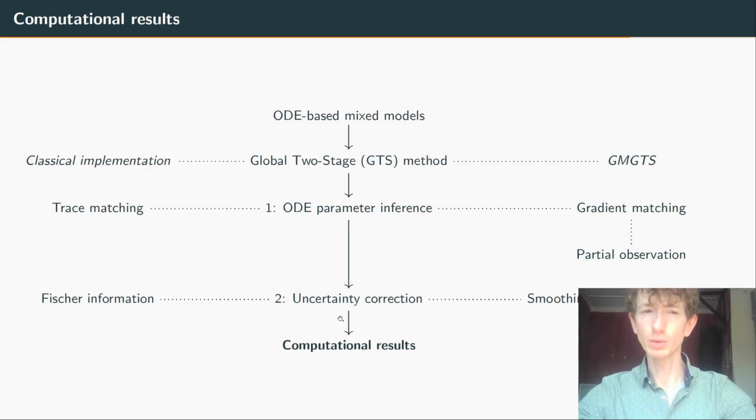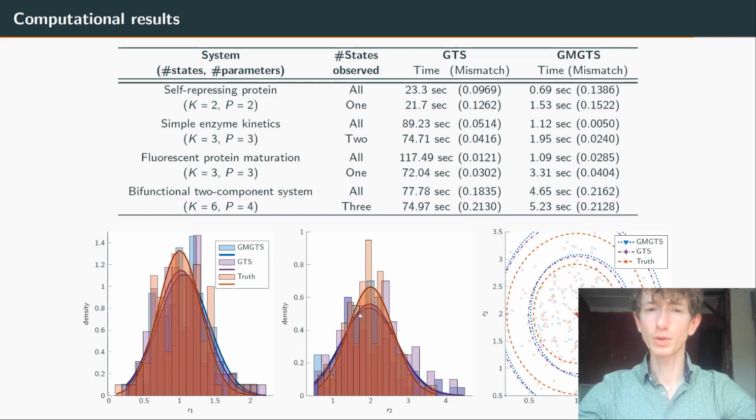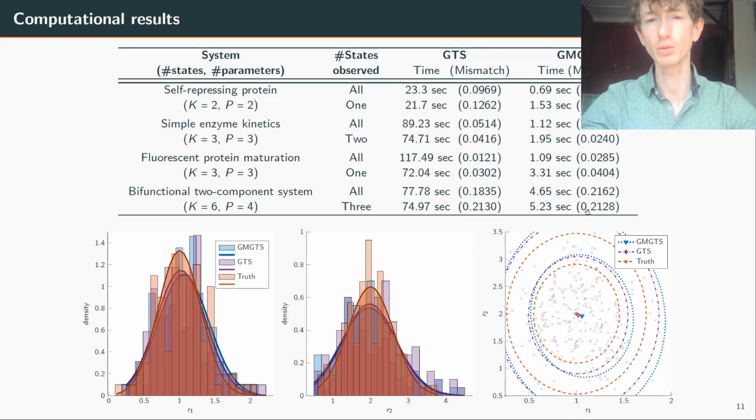Finally, let's review some computational results. This table summarizes the results of a small simulation study of 4 biochemical systems. So auto-regulating protein, Michaelis-Menten mechanics, simplified protein maturation, and a bifunctional two-component system. And the second column lists whether the system was fully or partially observed. And finally, the computing times and the accuracies given by distribution distance measures of both methods are shown in the third and fourth columns. The contour plot visualizes the difference between the estimated distributions for the self-repressing protein system. So clearly we can see that major efficiency improvements can be achieved, at 10 to 100-fold speedups with comparable accuracy.